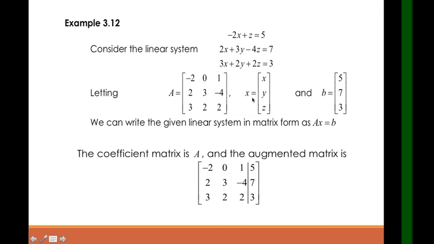And so this is our matrix. Then x are x, y, z. So we have 3 x's. And b are 5, 7, and 3. We can write the given linear system in matrix form Ax equals b. The coefficient matrix is A, and the augmented matrix is at the end. So we will just combine b with this line here. So we have negative 2, 0, 1, 5, 2, 3, negative 4, 7, 3, 2, 2, and 3.